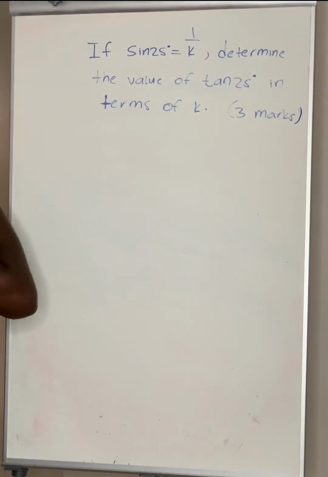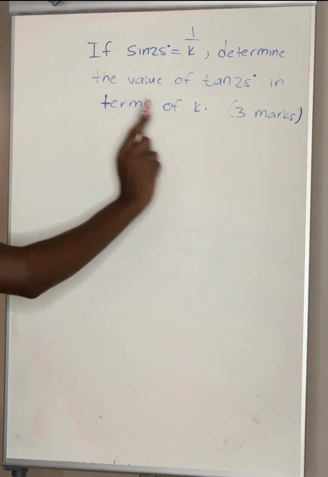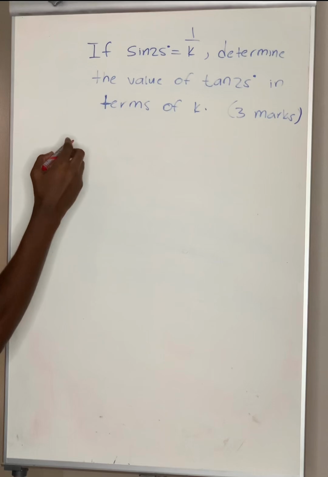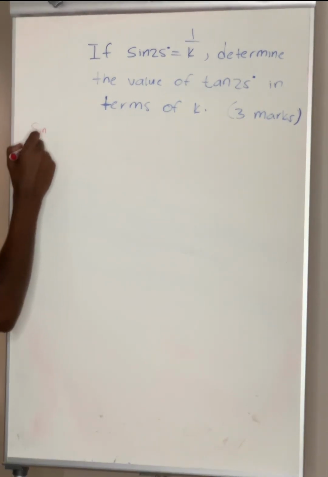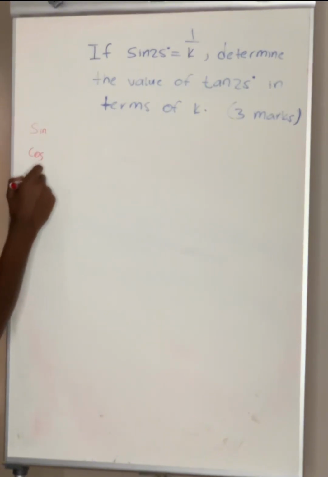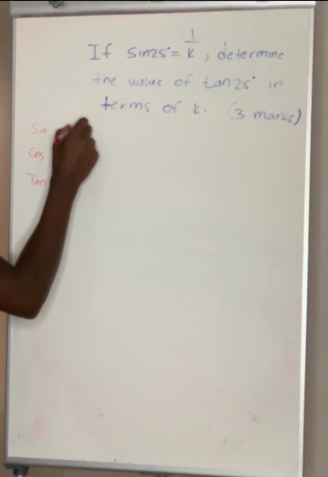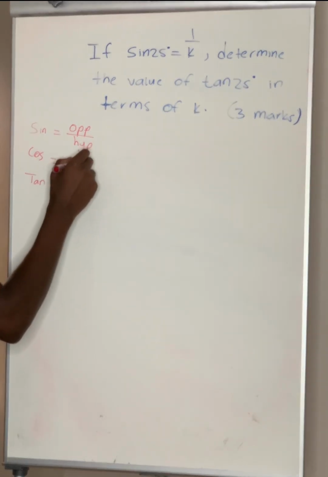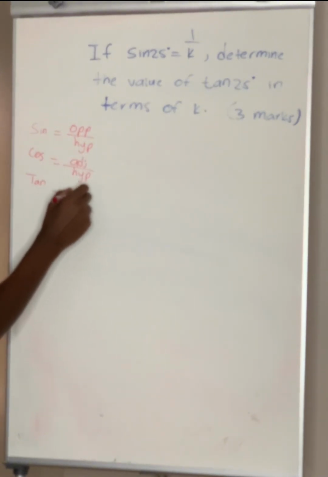So if sine 25 is equal to 1 over k, we should determine the value of tan 25 degrees in terms of k, for 3 marks. So we're going to need to take 2 things into consideration: our trig ratios, and we need a special triangle. So sine, remember sine is opposite over hypotenuse, cos is adjacent over hypotenuse, and then tan is opposite over adjacent.